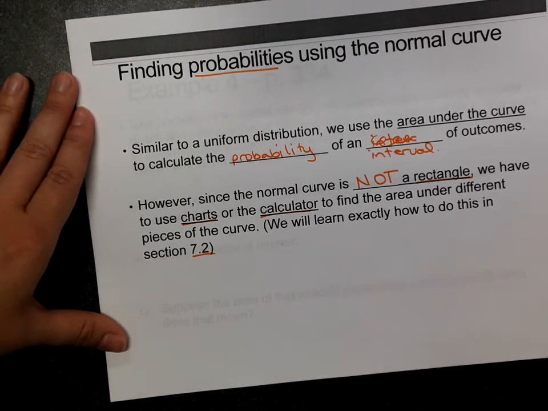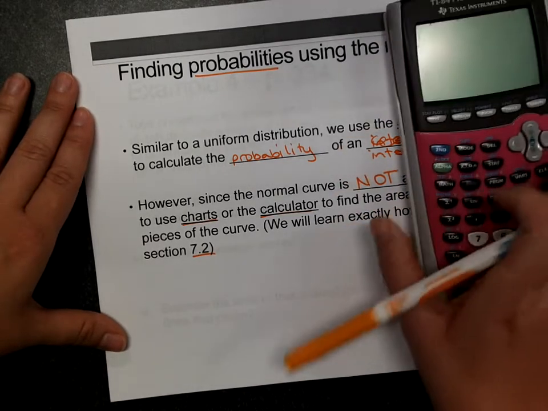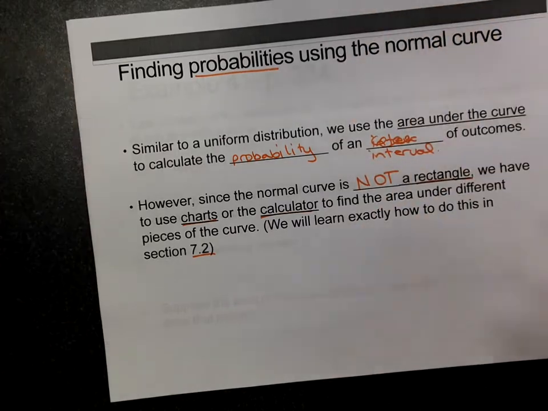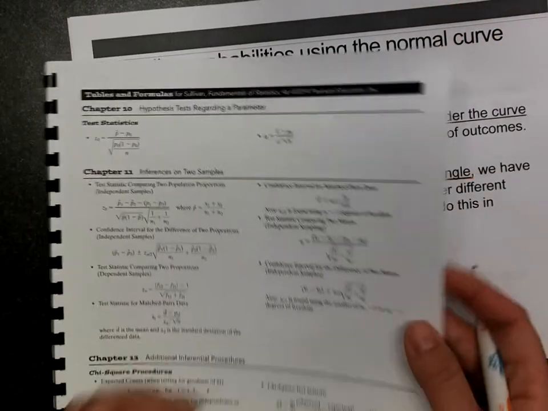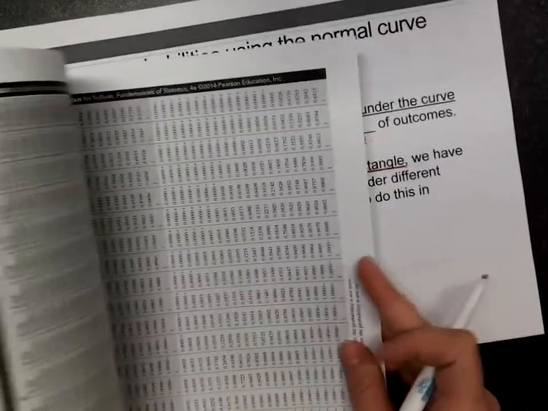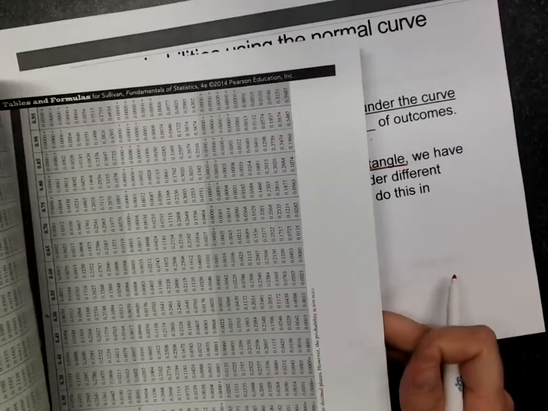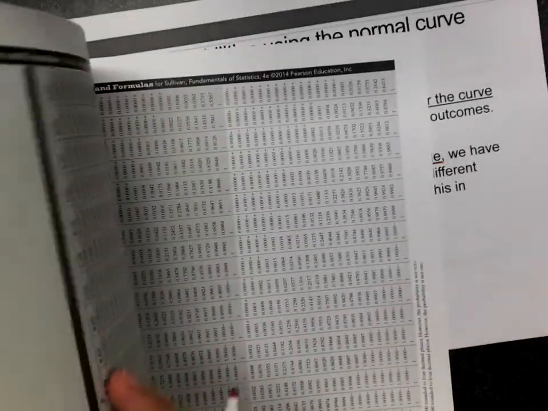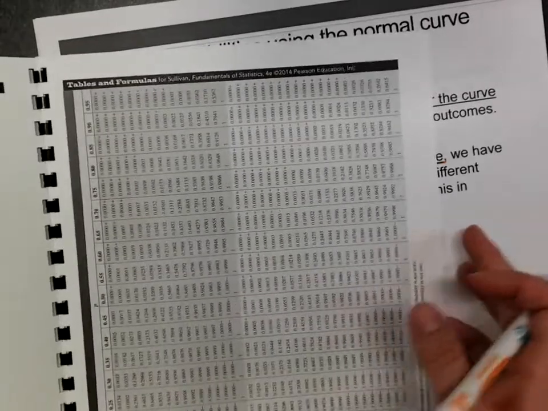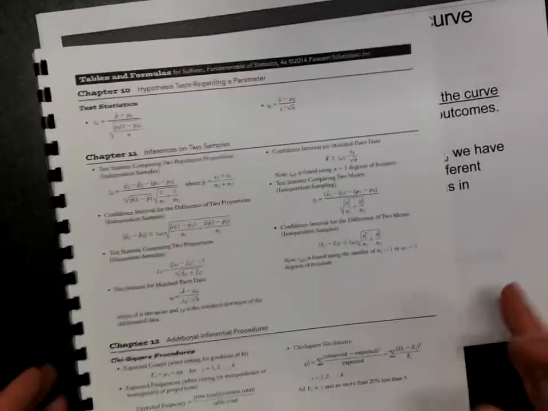Someone's already figured all of this out, and there's a function in your calculator. There's also charts in your booklet, which you might have noticed. There's pages and pages of charts where someone has already done the work for you and figured out all these probabilities. So we'll be referring to one of these charts in just a minute.